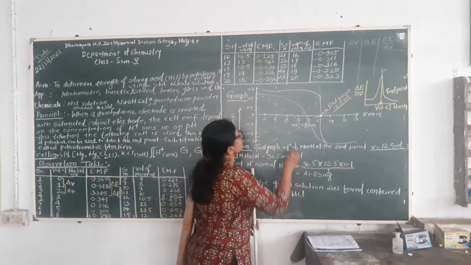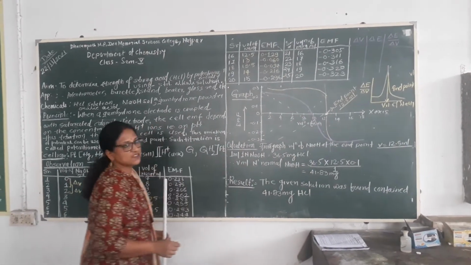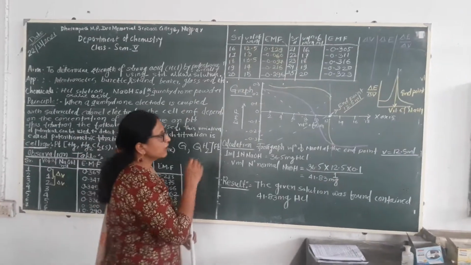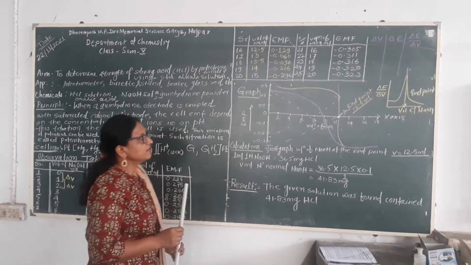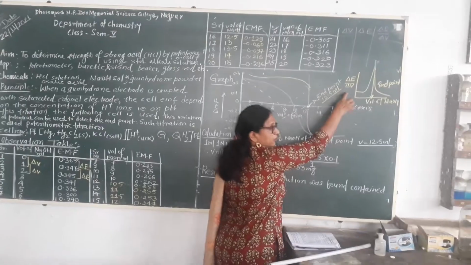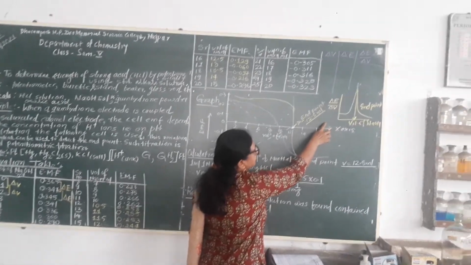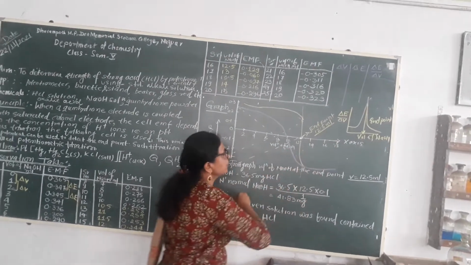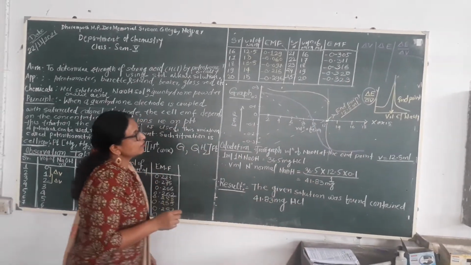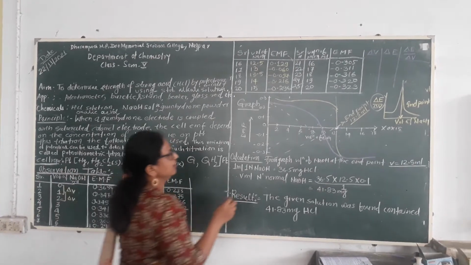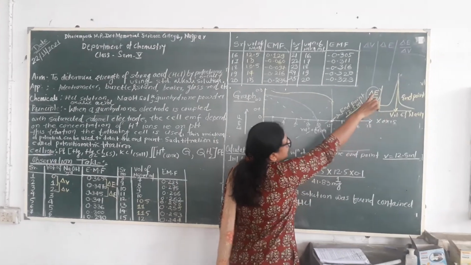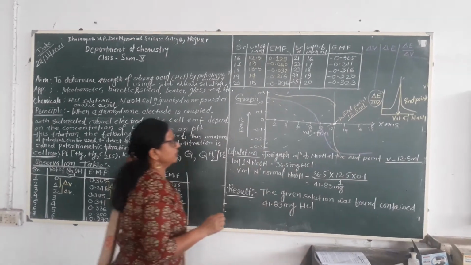If this graph does not show the end point very prominently, we can also plot a second graph, delta E versus delta V. When we calculate delta E and delta V from the observation, and plot delta E versus delta V against the volume of NaOH added, we get a graph like this which contains a sharp peak, and that sharp peak is nothing but the end point.